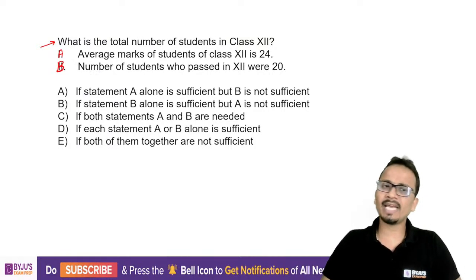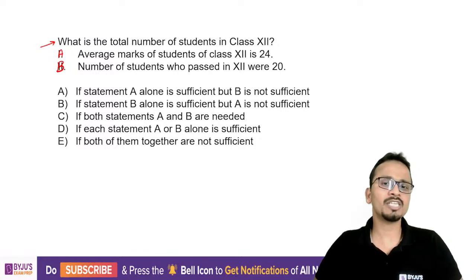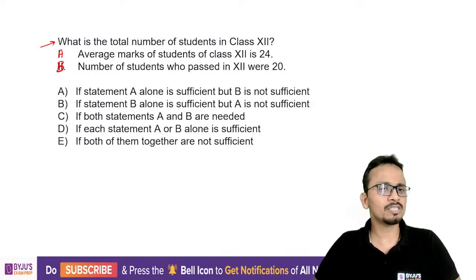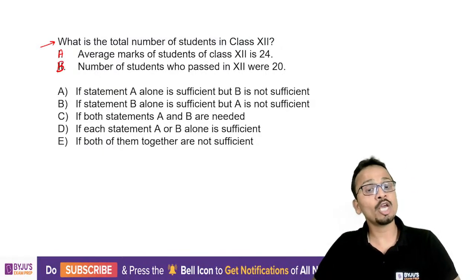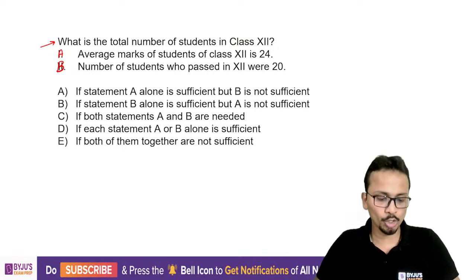So if statement A alone is sufficient, B is not sufficient. If B alone is sufficient, A is not sufficient. If they are together sufficient to answer the question, if each statement A or B alone is sufficient, or both of them together are not sufficient.